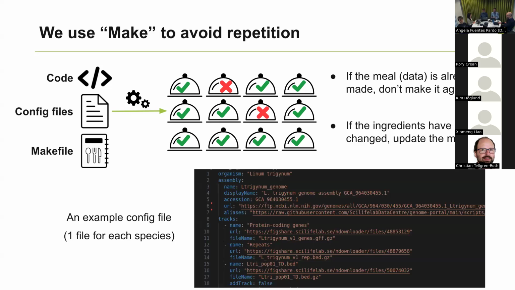And if you're wondering what a configuration file looks like, this is an example. This is YAML format. Essentially, it's a very human-readable format and specifies the input files. We have essentially one configuration file per species. And so this is ultimately what's used to produce the output data file.